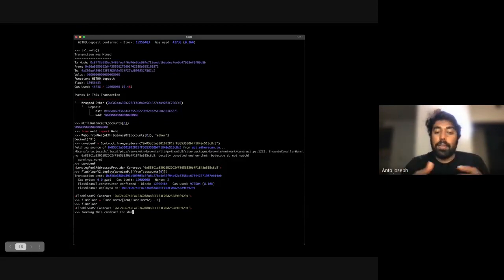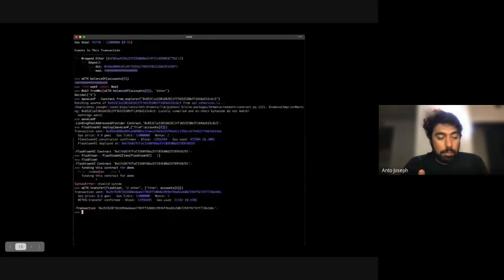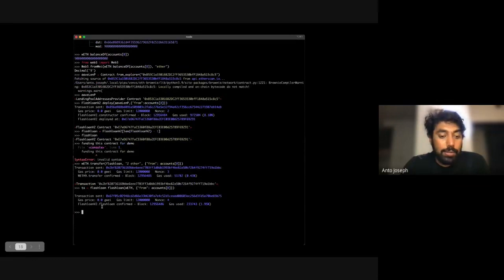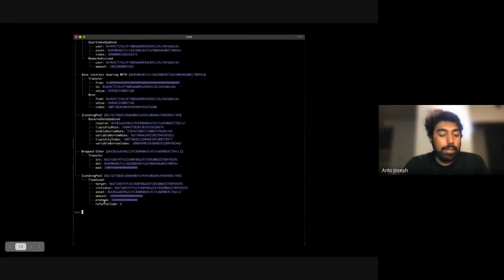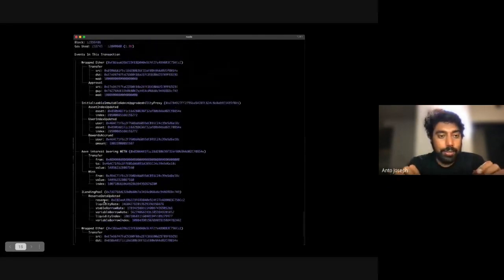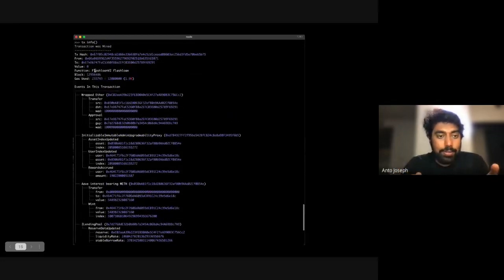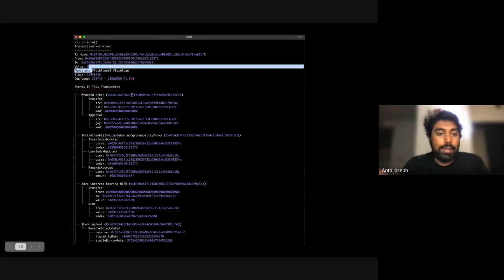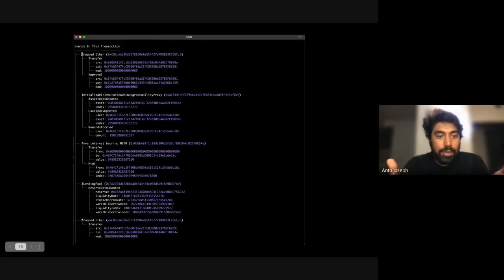In this case, we need to pay back the loan provider before the end of the flash loan, else the transaction would revert. But for testing purposes, we will fund the flash loan contract with some test ether so that the transaction doesn't fail. And you can see that we called the flash loan function, and we successfully did a flash loan. And this transaction info basically gives us information about our flash loan.